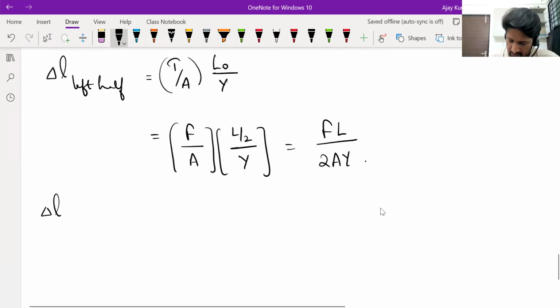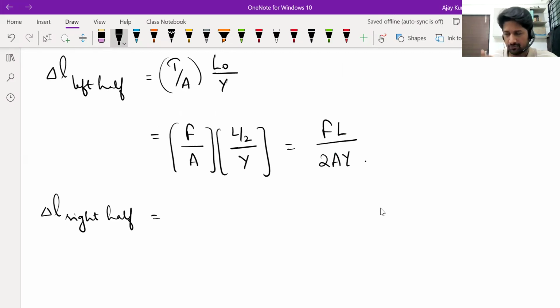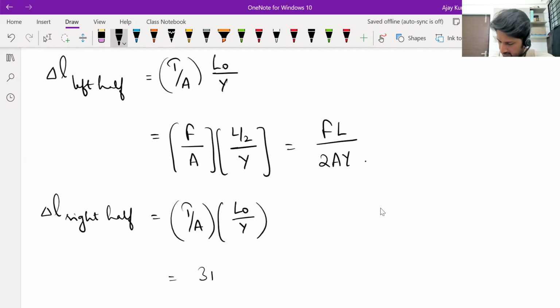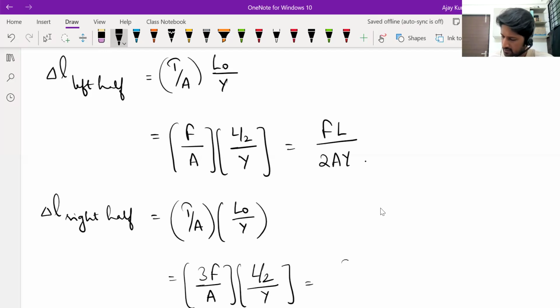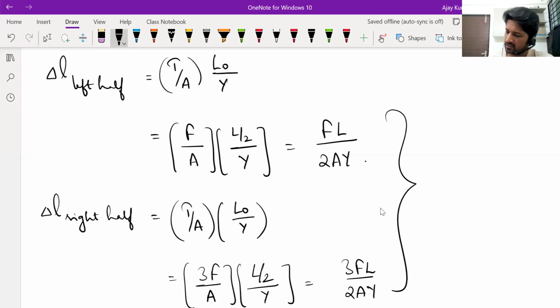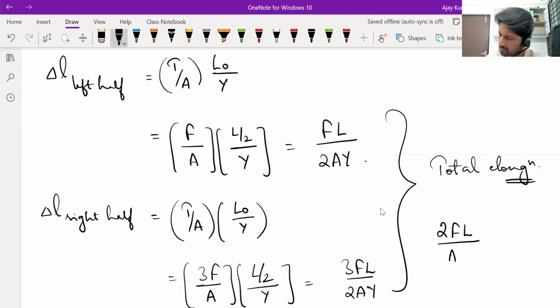Next, elongation in the right half. Right half also, the force which is causing the stress is tension. So tension by area multiplied with natural length divided by the Young's modulus. In the right half, tension is 3F. Area of cross section is A. Natural length of the right half is L by 2. Young's modulus is Y. So this becomes 3FL by 2AY. Add both the elongations, you get total elongation. 1 by 2 plus 3 by 2 becomes 4 by 2, which is 2. So the total elongation is 2FL by AY.